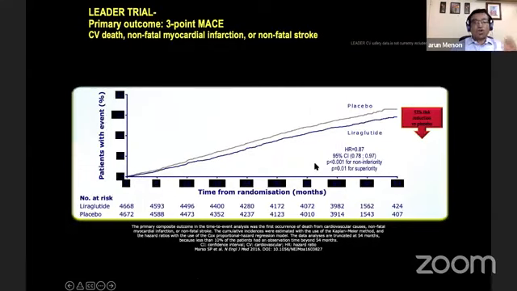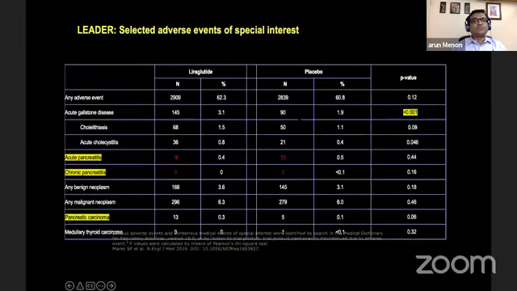And the icing on the cake is the fact that they do have cardiac protection. These are wonderful studies that have been done. The LEADER trial is a very well conducted study, which actually showed that the primary outcome was achieved, and there was a 20% reduction in the 3-point MACE.